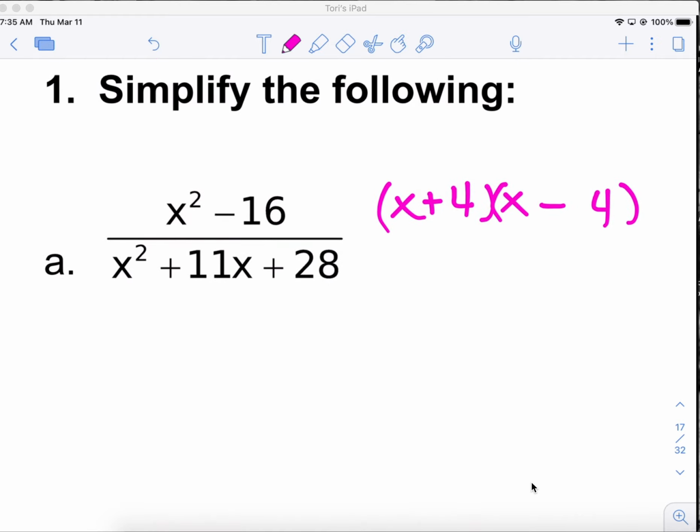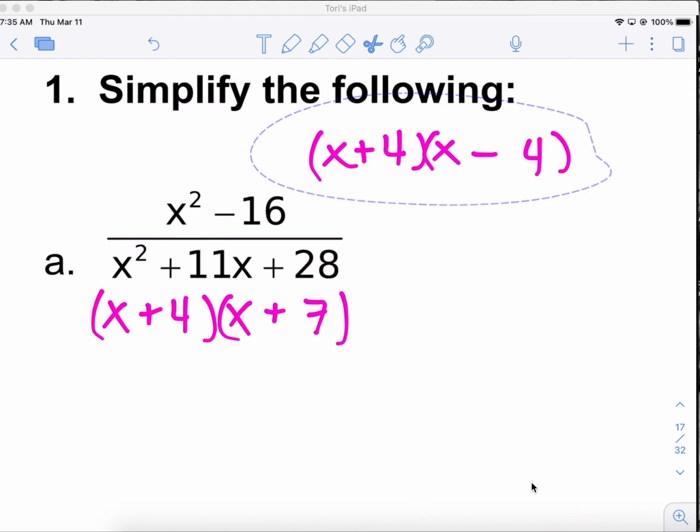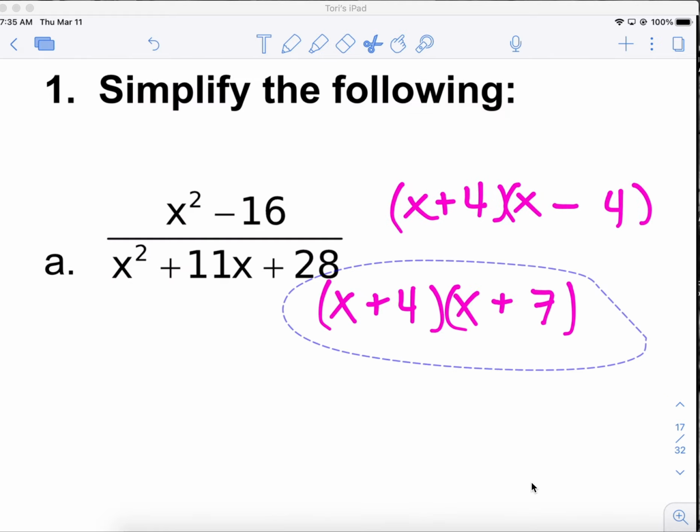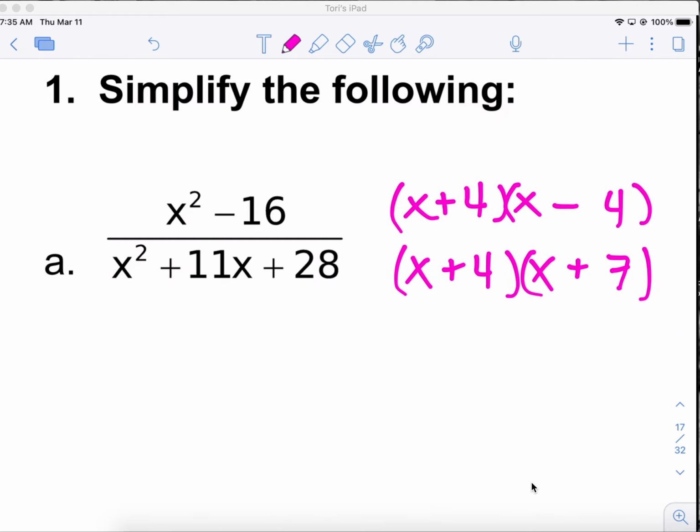Okay. For the second one, I'm looking for numbers that multiply to make 28, add up to make an 11. I have an x in front, so I can go x and x. 4 and 7 are the ones that stand out to me, and everything in this problem is positive. Okay, so again, you could write them above it, like this. I like to do that, or you can write it off to the side as like a separate step.